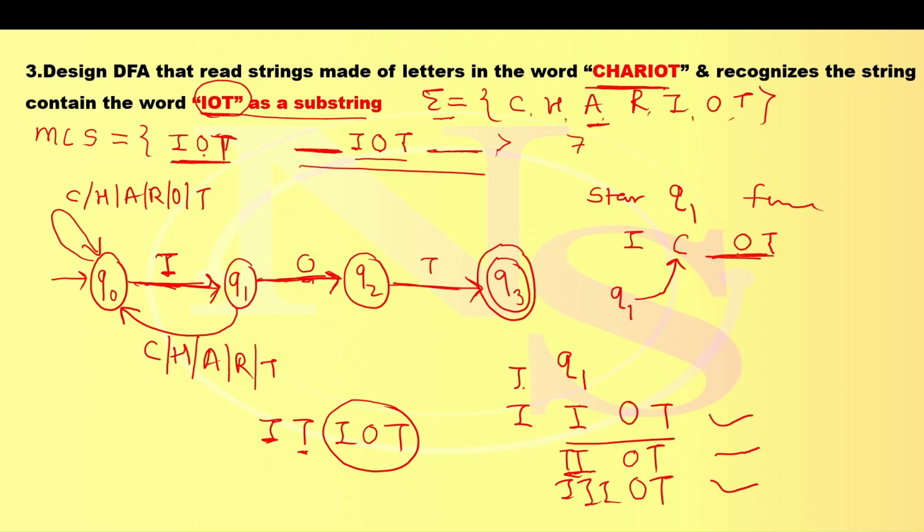If suppose I is not coming, assume that I is not coming. So it is epsilon. I dot epsilon dot OT. It becomes IOT. Again, this is valid.